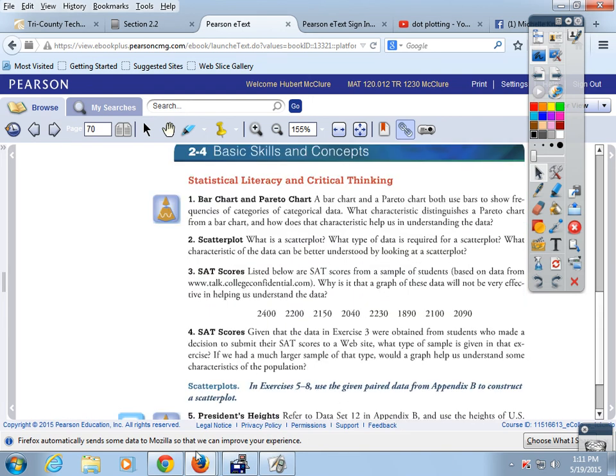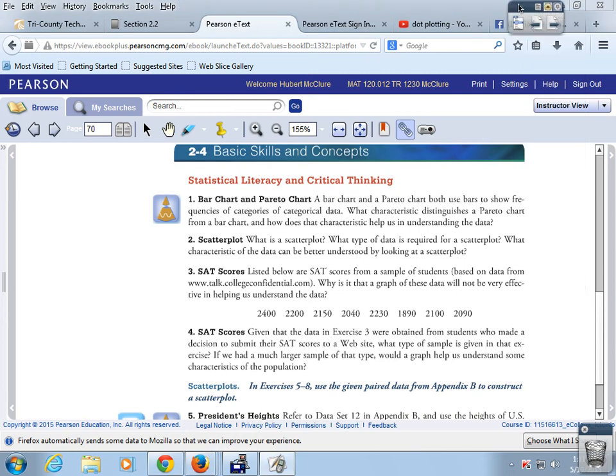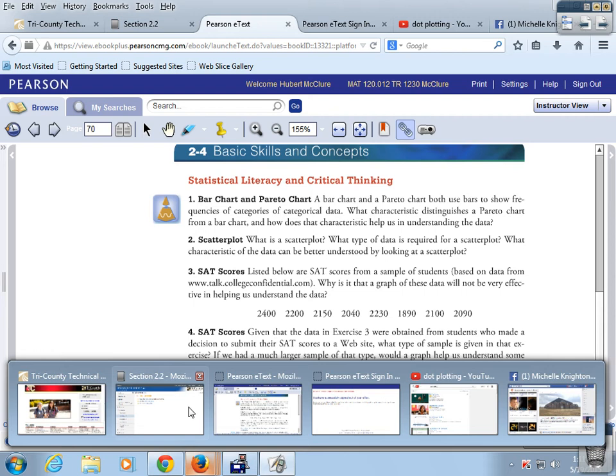Alright, so let's look at some questions. The reason I want to look at questions is I want to make sure everybody understands what type of questions I'll ask you on a test from Chapter 1 and Chapter 2, because Chapter 1 and Chapter 2 is all reading. So let's look.